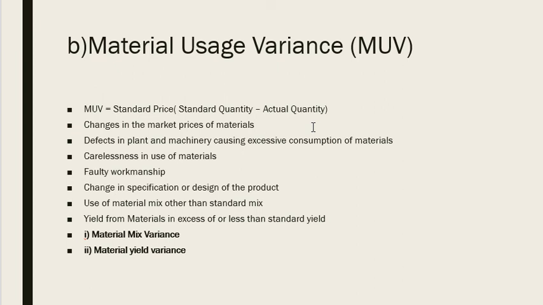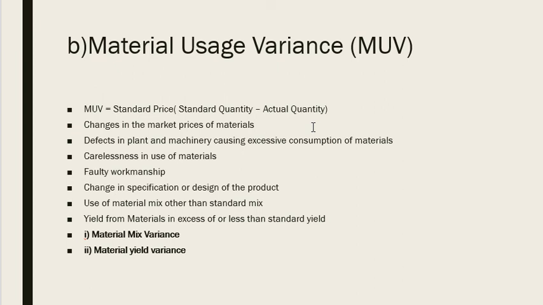Material mix variance is that portion of material usage variance which is due to the difference between standard and actual composition of the mixture. This variance arises in industries like chemicals, rubber, etc., where definite proportions of different raw materials are mixed to get a product. So the major reason for the usage difference is use of material mix other than standard mix. Where you mix two or three materials into the production, the usage of the materials varies.